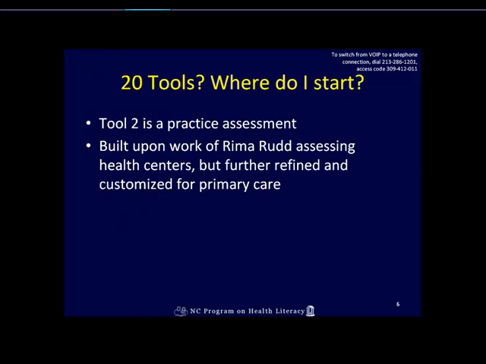So the question came for us, we've got all of these tools, but where should a practice start? And so we created Tool 2, which is a practice assessment, and we built this upon work of Rima Rudd, who had developed a tool to assess health centers. And we recruited her to be part of the development of this toolkit, but then further refined her assessment and customized it for primary care settings.